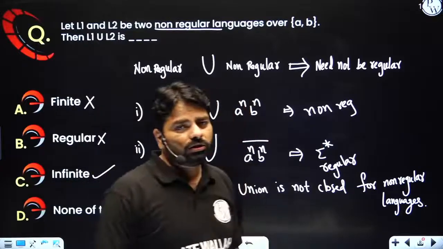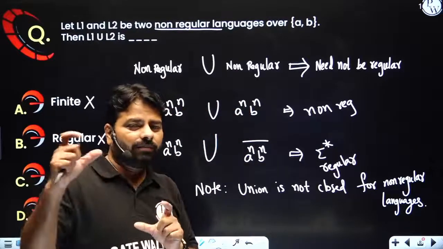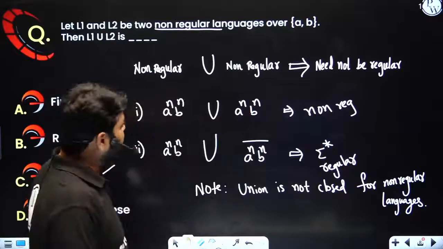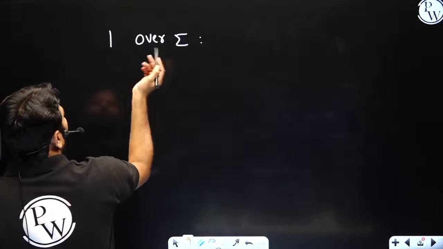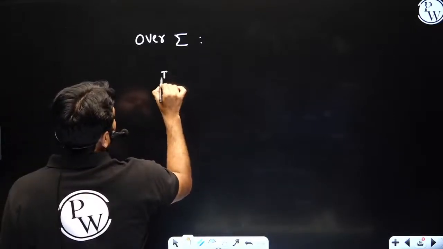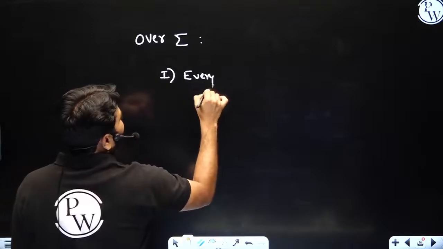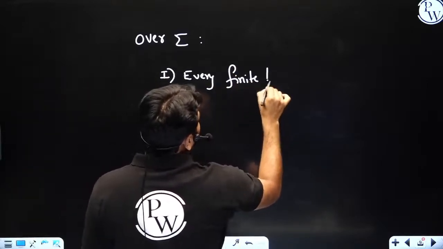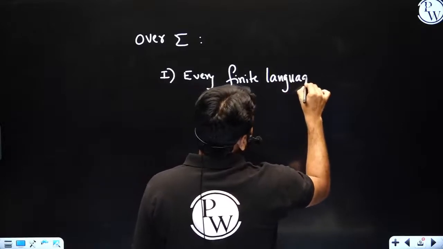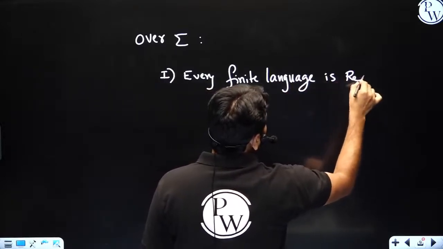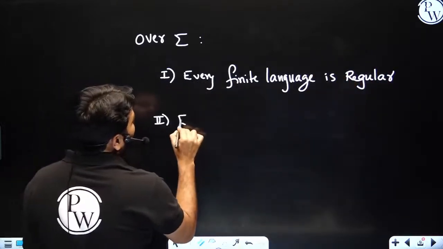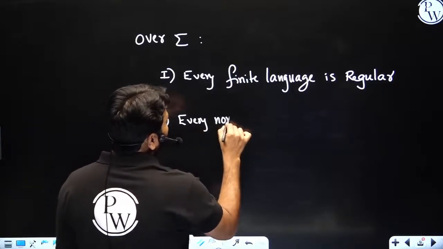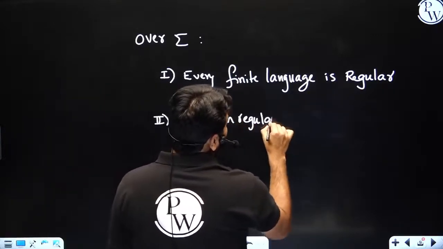And also remember a note, every finite is regular. We know that every finite is regular. Let me note that point. Over any sigma that you take, L a language over sigma. First point: we know every finite set, every finite language is regular. That's a good point, we already studied it in identifying regular languages. Second point: every non-regular language that you take over sigma should be infinite.